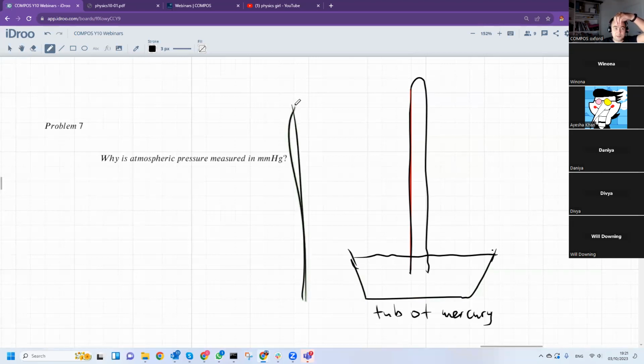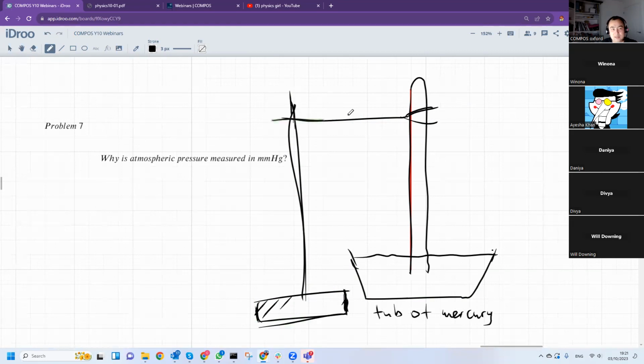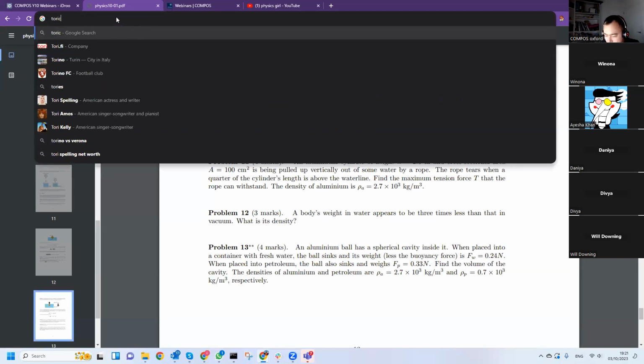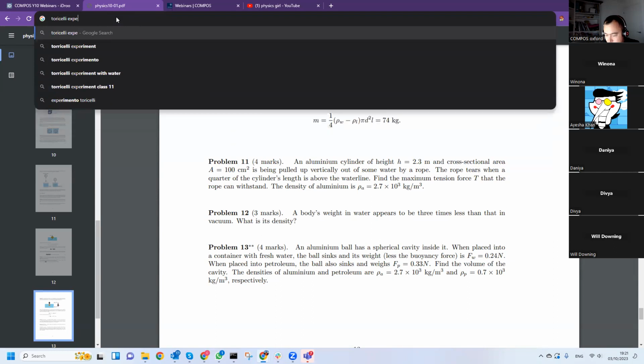Okay, so this experiment was done in the 19th century. They didn't care too much about the fact that mercury is toxic. So this is not an experiment I would recommend you doing nowadays. And it's definitely not one of the school experiments that you do. The mercury, so let's Google this, Torricelli experiment.